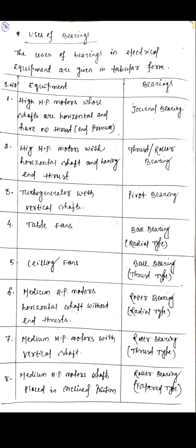Clear? If you are using medium horsepower motors with horizontal shaft without end thrust, then you use a radial type roller bearing. Now point number 7, medium horsepower motors with vertical shaft: for a vertical shaft you use a thrust type roller bearing. Similarly, for medium horsepower motors with the shaft placed in an inclined position, at an angle, the preferable bearing will be a tapered type roller bearing. Clear? So this is all about bearings.